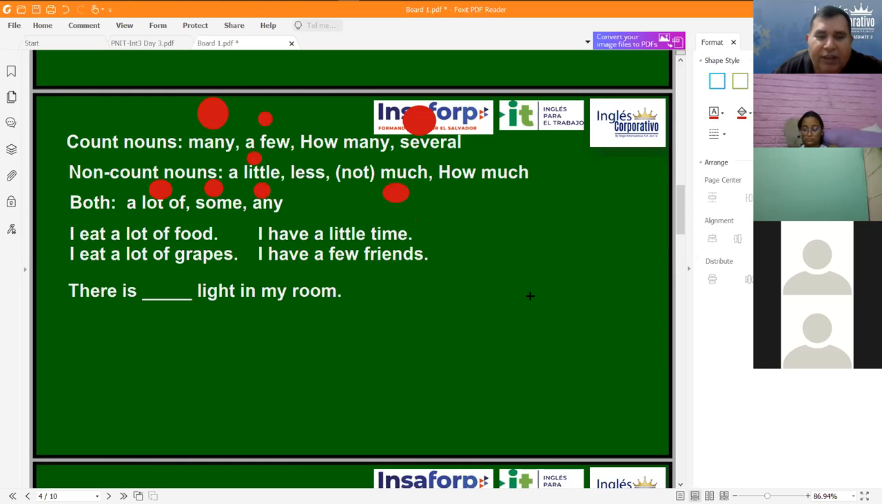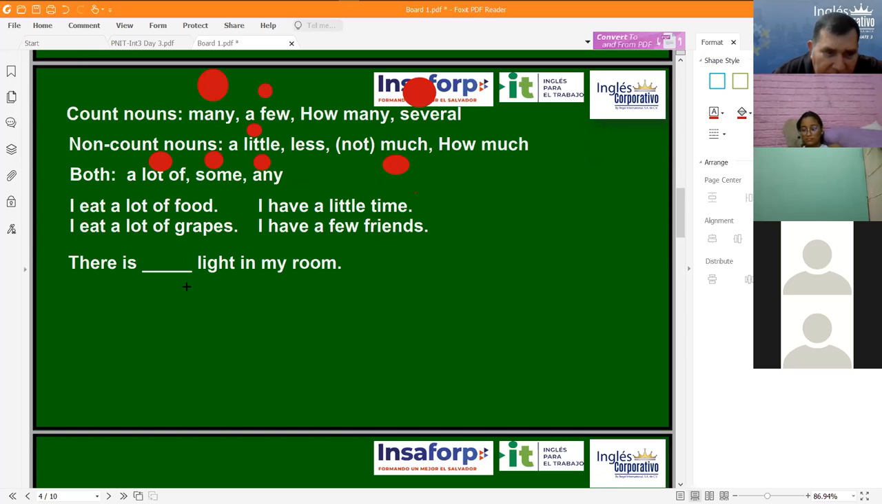So what do we say? I don't have any money, I don't have any time. Any is in negative, some is in affirmative. A lot of is for count nouns and non-count nouns. It means a big amount or a large amount and a big number.